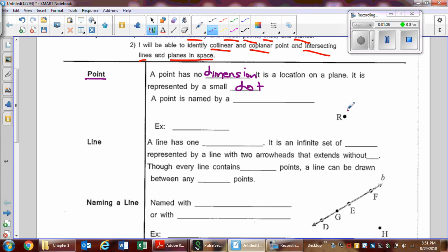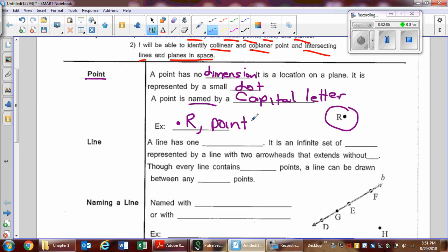Okay, as you guys can see, this is a point, and every time you're trying to name a point, you use a capital letter to name a point. So example, in this case, this is called point R. Okay, so when I put the dot next to it, or sometimes you might see it as, I will write down the whole thing, and I said, oh, this is point R. Okay, and that's something we do to represent.